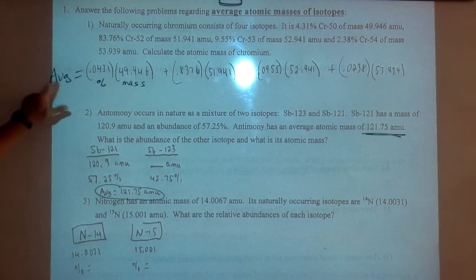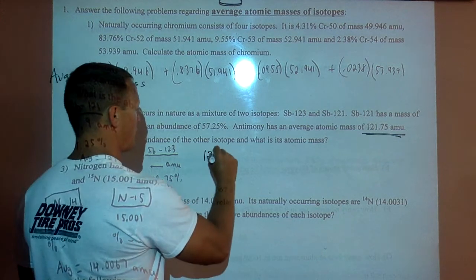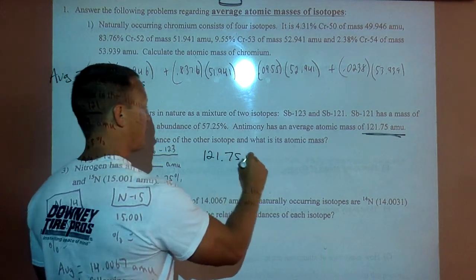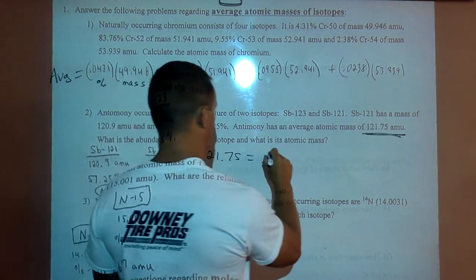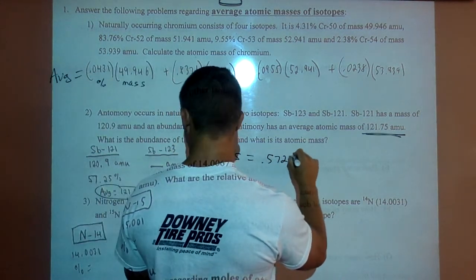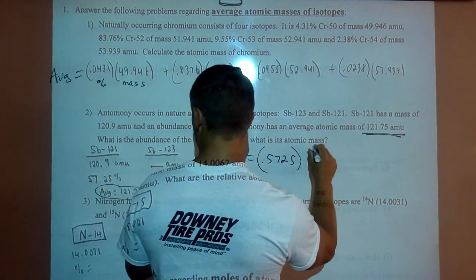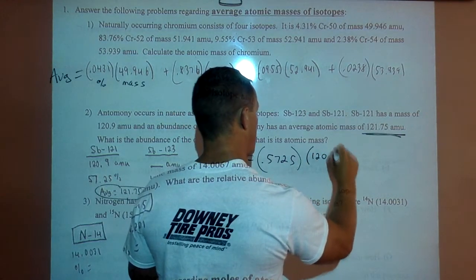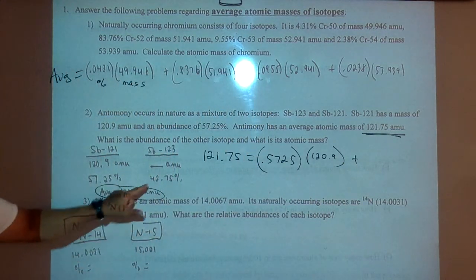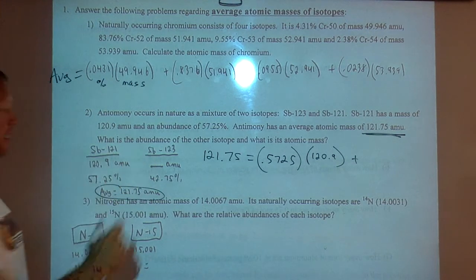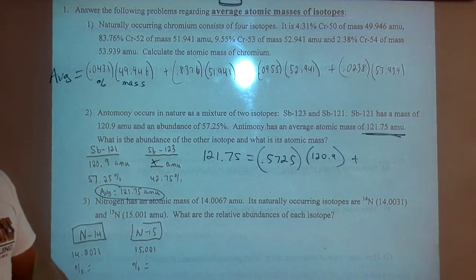So now I'm doing the same thing, but now I know the average, so I can plug it into here. I'm going to say the average, 121.75, equals this percent times this mass, 0.5725 times 120.9, plus this percent times this mass. Let's just put an x in for that mass. We'll solve for x, figure out what that mass would be.